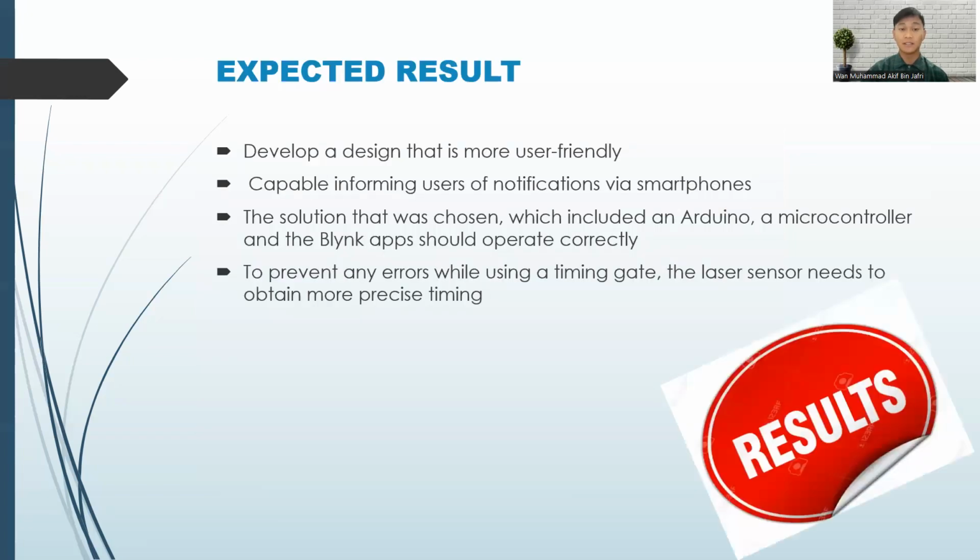And for expected results, we expect from this project that we can develop a design that is more user friendly. And the next one is being capable of informing users of notifications via smartphone using the Blynk app. And the solution that was chosen, which includes an Arduino, a microcontroller, and the Blynk app, should operate correctly, because this will be involved in the smart timing gate system. And to prevent any error while using a timing gate, the laser sensors need to obtain more precise timing. And because we can alter it when it faces any problems.